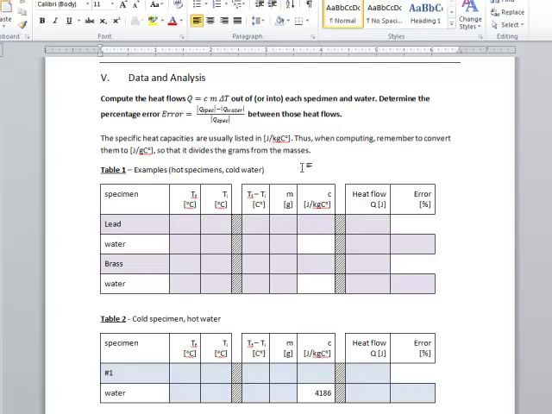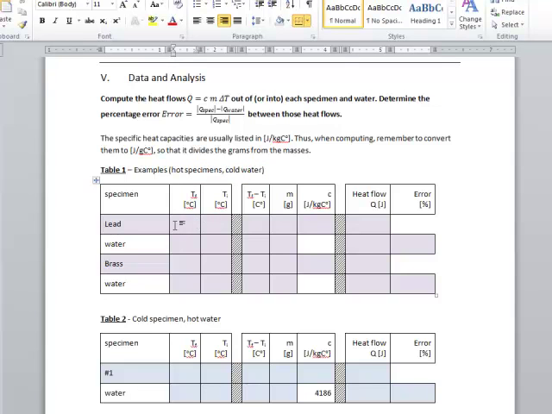I only chose to do one of these here. Notice that further down you have the same one, hot specimen, cold water, but then of course there's the other one, the metal specimen in the freezer, and then dropping it into hot water. Either way, the analysis is exactly the same, so I get away with just showing you one particular example.